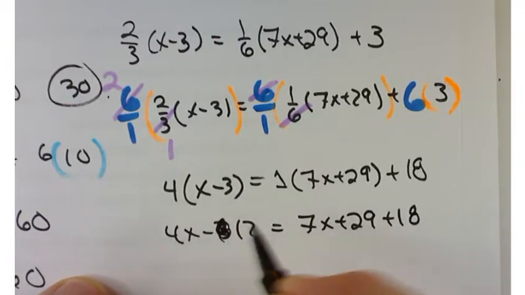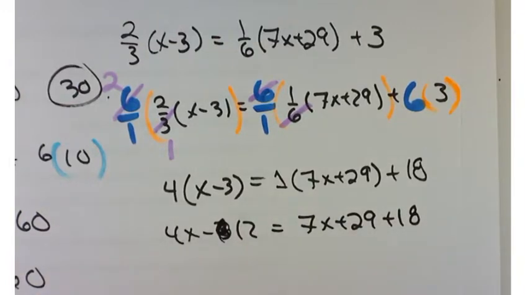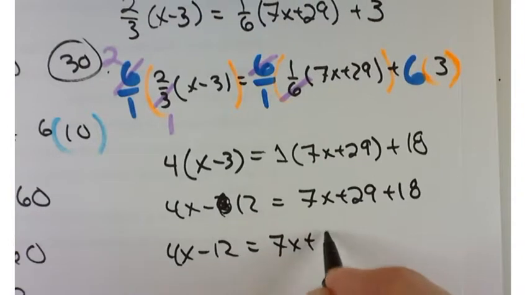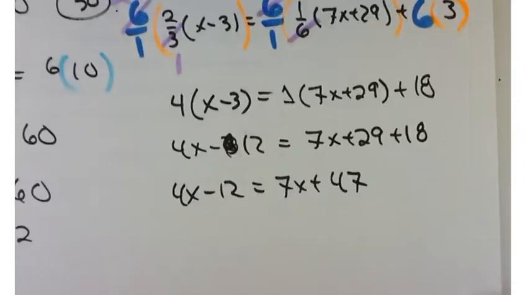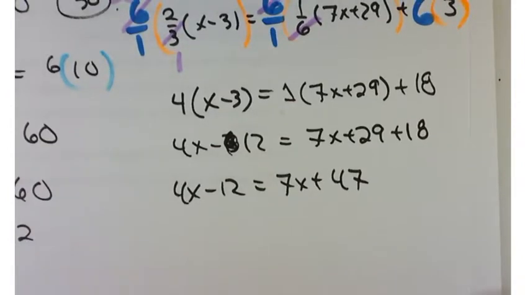And sorry about my little chicken scratch there. We can combine like terms. On the right hand side, when we combine like terms, we get a 47. So 4x minus 12 equals 7x plus 47. And I have a feeling this one's not going to work out even, but that's okay.